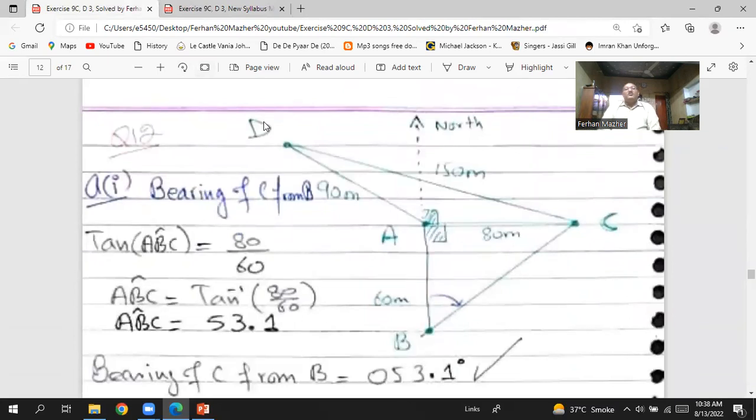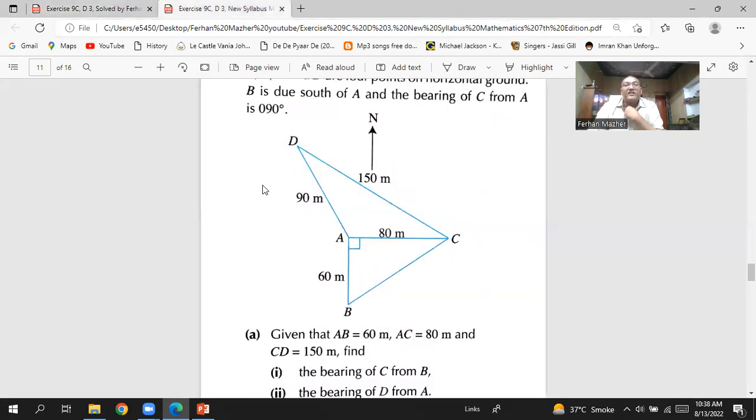So here we go. I will apply the tan of ABC will be equal to 80 divided by 60, and ABC will be equal to tan inverse of 80 by 60, and that will be 53.1. So this angle is 53.1, and this is the bearing of the C from the B. That is how you do the first part.